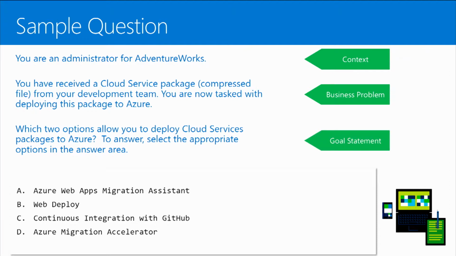Which two of these options are going to allow you to deploy this cloud service package to Azure? So are you going to use the Web Apps Migration Assistant, Web Deploy, Continuous Integration with GitHub, or the Azure Migration Accelerator?